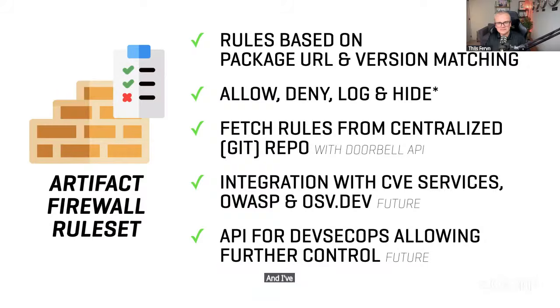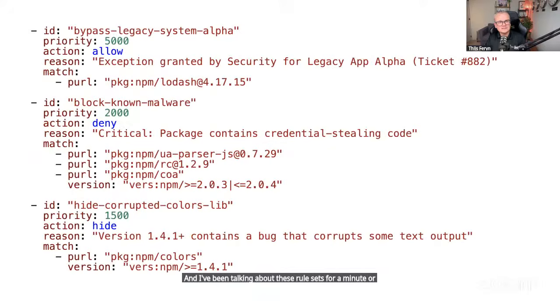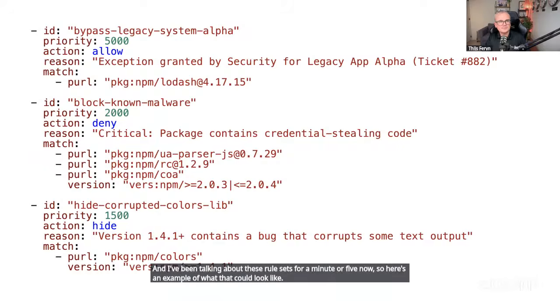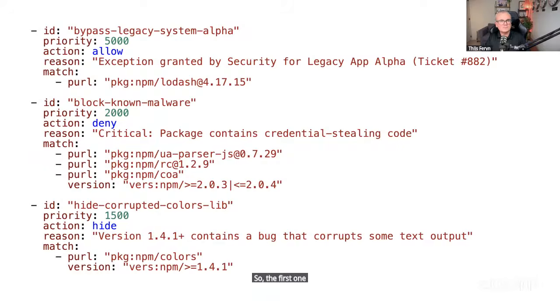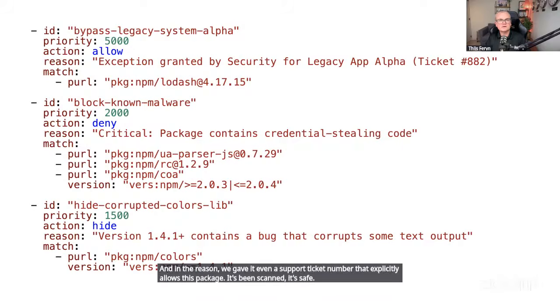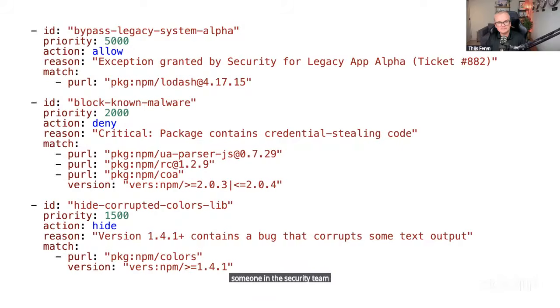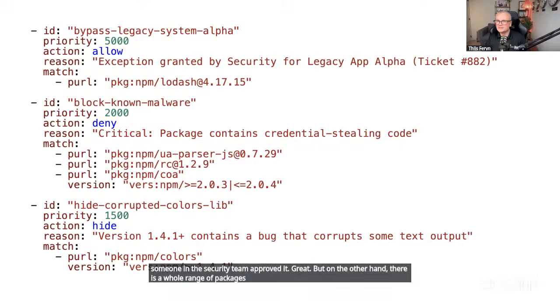And I've been talking about these rule sets for a minute or five now. So here's an example of what that could look like. The first one we allow. So apparently the PURL, the package URL, is an NPM package called Lodash. And the specific version is 4.17.15. And in the reason, we gave it even a support ticket number that explicitly allows this package. It's been scanned, it's safe. Someone in the security team approved it. Great. But on the other hand, there is a whole range of packages that we don't allow.